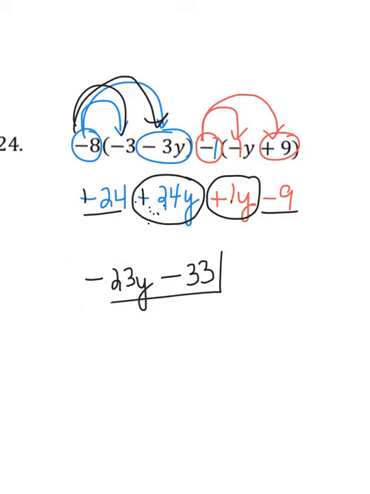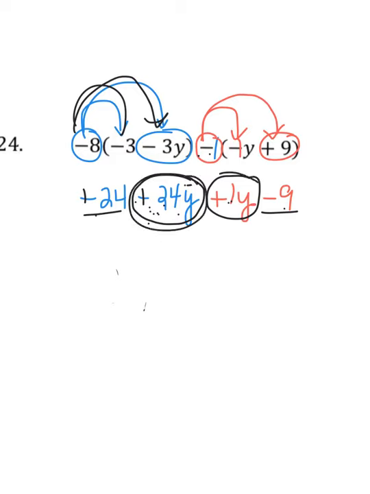So wait a minute, I'm just checking my mistakes. Why'd you say I was right, Rye? I wasn't paying attention. Right. Okay, that's a positive and a positive. This is a positive and this is a negative. So 24y plus 1y is a positive 25y. And 24 minus 9 is going to be a positive 15.